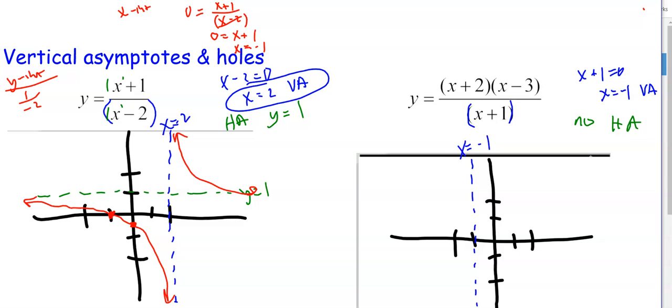Okay, so for this one, we've got to find the intercepts, right? The intercepts should help us a bunch on this one. We'll see what happens. So to find the y-intercept, plug in x equals 0. So if x is 0, this would be y equals 2 times negative 3 divided by 1, which is negative 6. So, oh wow, I'm going to try to make these tick marks a lot smaller. So 1, 2, 3, 4, 5, 6.